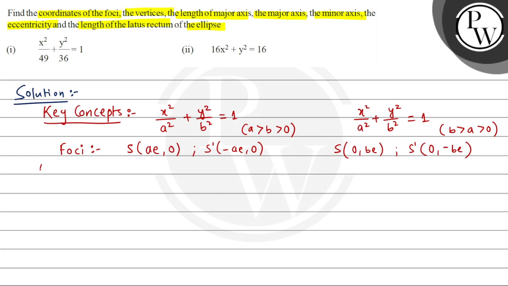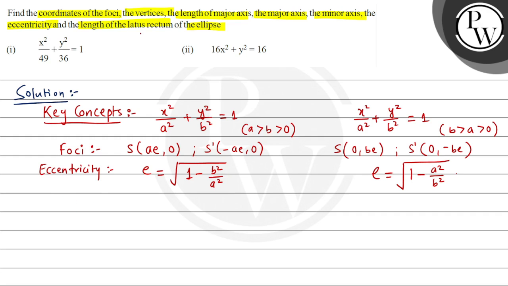where E is eccentricity. So let us discuss eccentricity. For horizontal ellipse, E is equals to under root of 1 minus B square upon A square, since B is less than A, and for vertical ellipse E is equals to under root of 1 minus A square upon B square, right?